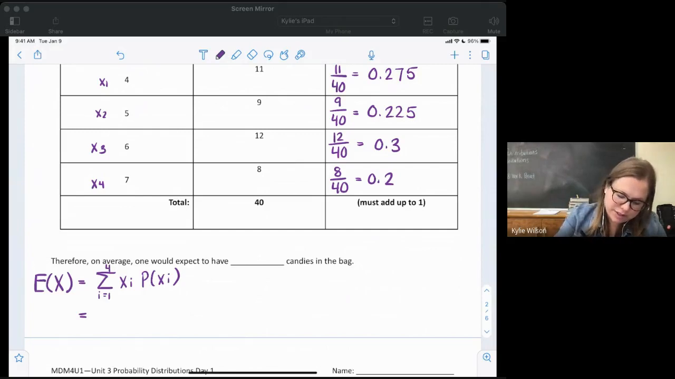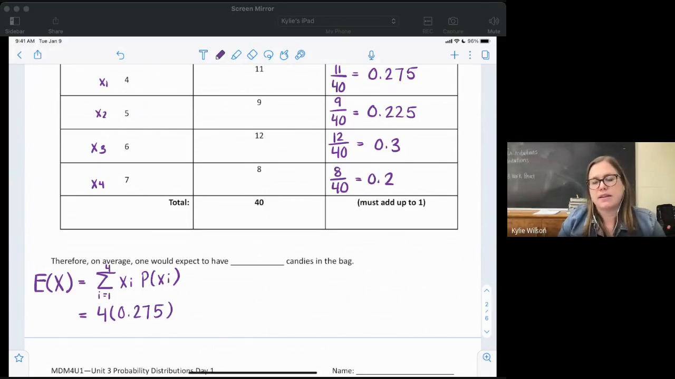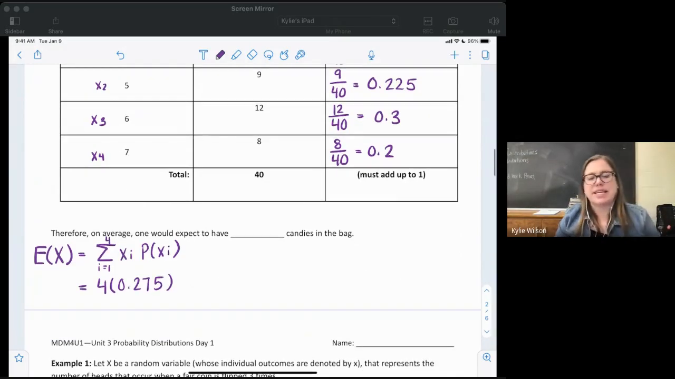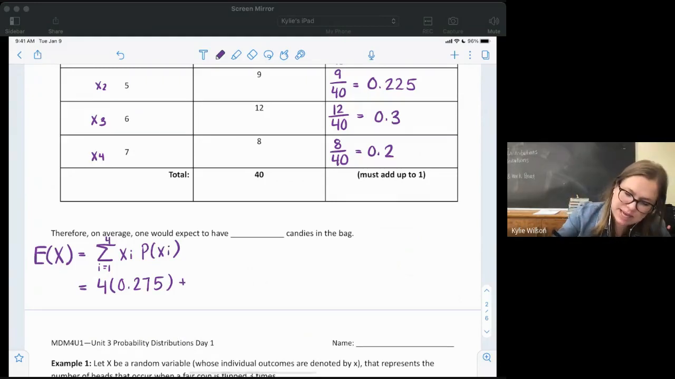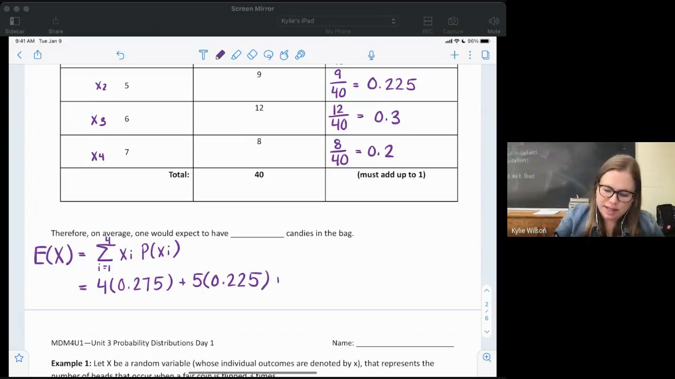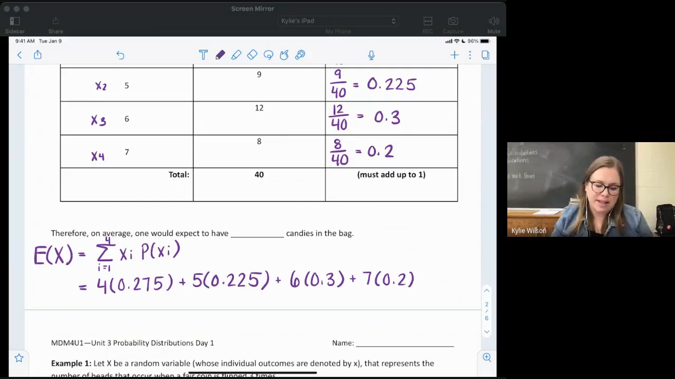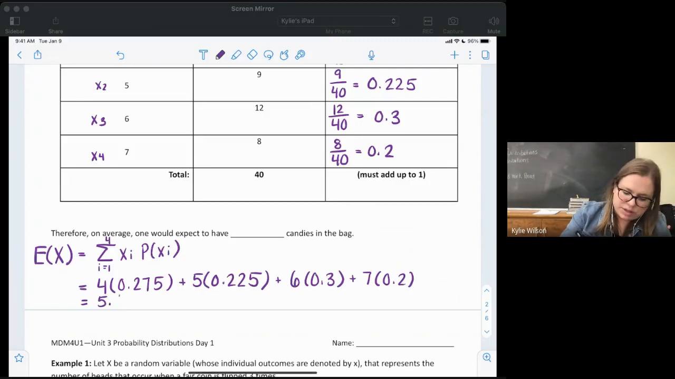So the first one, we take our first outcome and multiply it by its probability. Then, because we have that summation in front, that big sigma, we're going to add everything. So we add our second outcome multiplied by its probability. Then we add our third outcome multiplied by its probability. And then we add our fourth outcome multiplied by its probability. And then I put that whole thing into my calculator. So you should get 5.42.